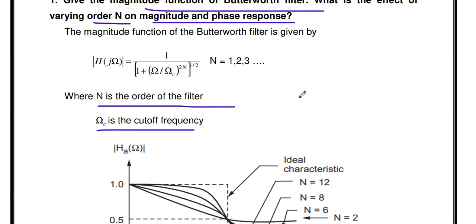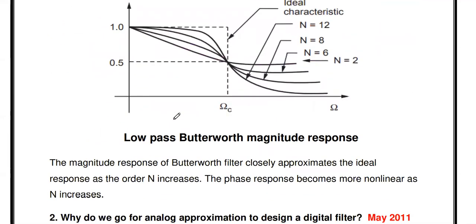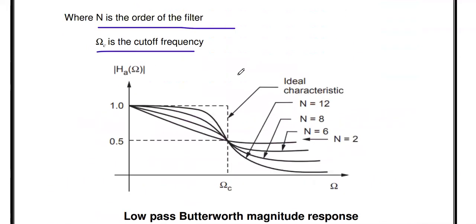And what is the effect of varying the order N on magnitude and phase response? That is the question. If you increase the order N, the magnitude response reaches the ideal response. You see the graph, this is the magnitude response of the Butterworth filter for various values of order N. This is for N equal to 2, then this is N equal to 6, 8, 12, etc. This dotted line indicates the ideal characteristics.